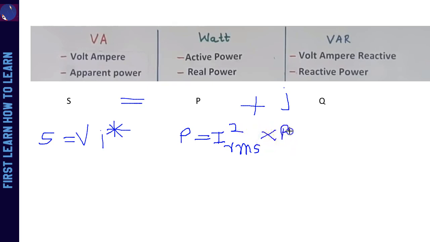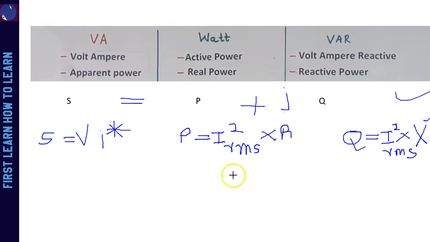Likewise, Q can be written as I RMS whole square into X. Here R is the resistance and X is the reactance of the inductor or capacitor. So I RMS square into X. This into is for the multiplication, this capital X is for the reactance. So this is one relation, this is another set of formulas.